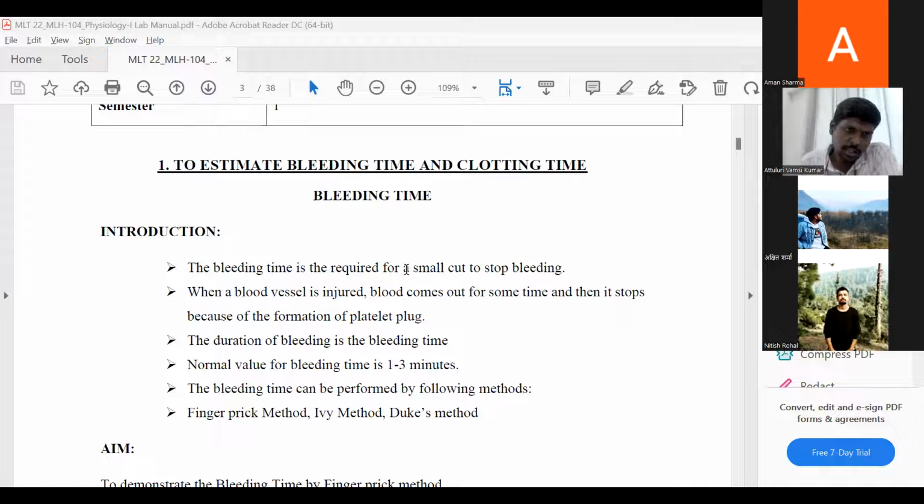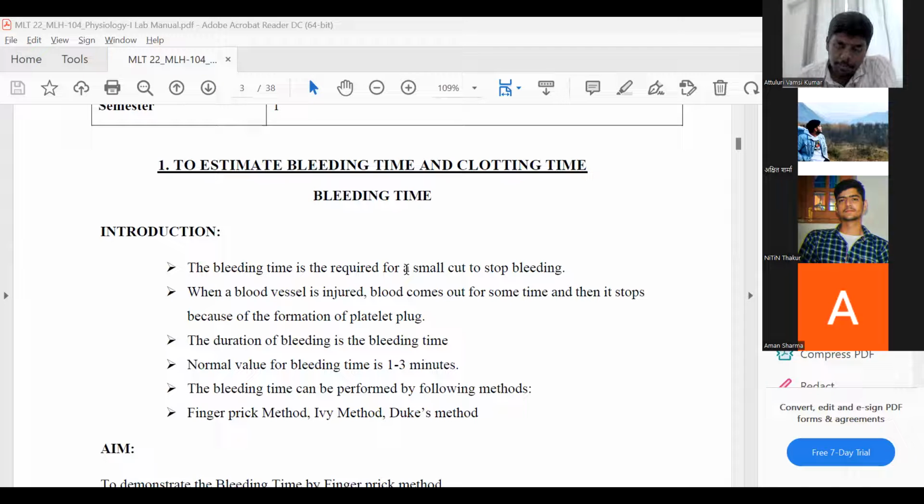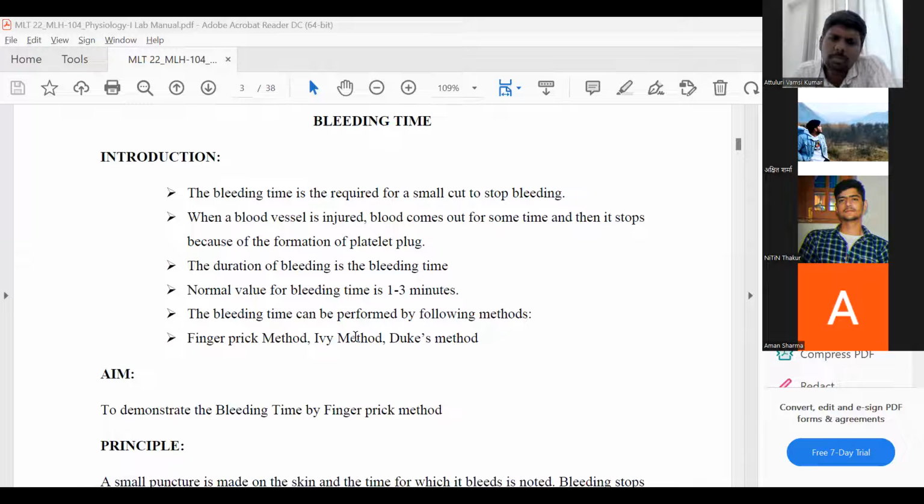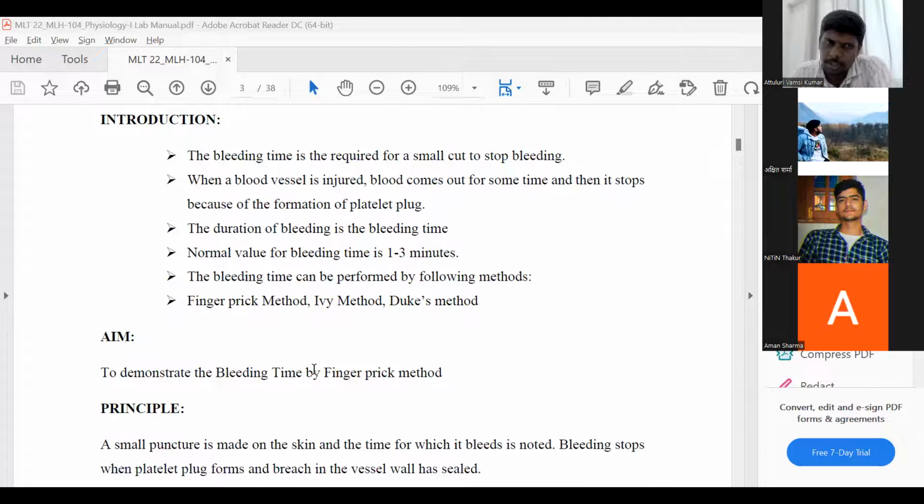That's a good question. That is all about the bleeding time. We have three methods as I stated: the finger prick method, the IV method, and Duke's method. Duke's method is the earlobe method, whereas the sphygmomanometer method is called the IV method. In the syllabus I have given the simple method, which is the finger prick method. So our aim is to demonstrate bleeding time by the finger prick method.